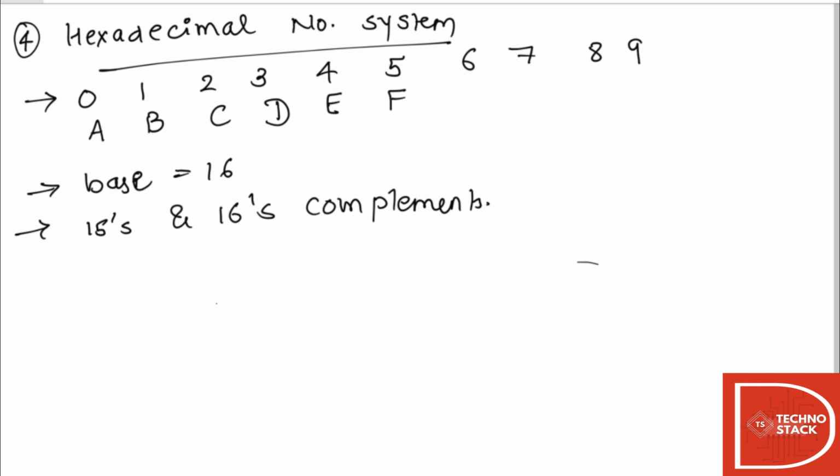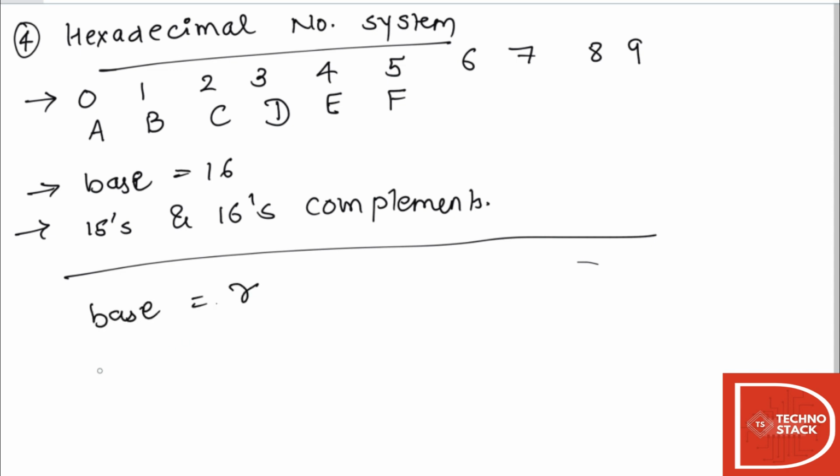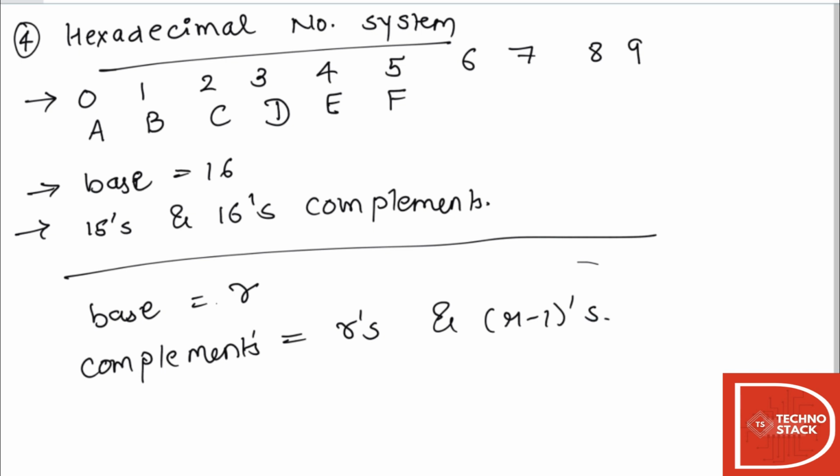So in general, for all number systems, if the base or radix is r, then its complements possibility will be r's complement and r minus 1's complement of that number. As we all see that hexadecimal had 16 base, so we can take r's complement, that is 16's complement, and r minus 1, that is 15's complement.